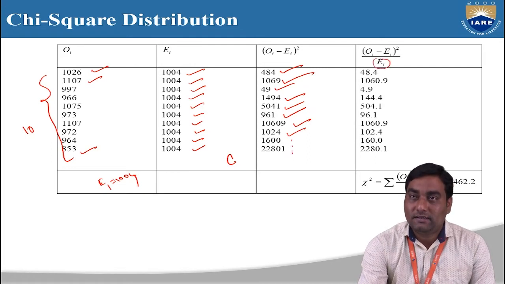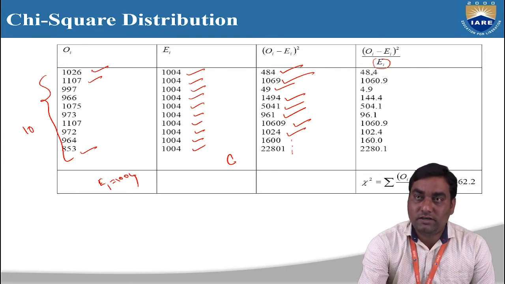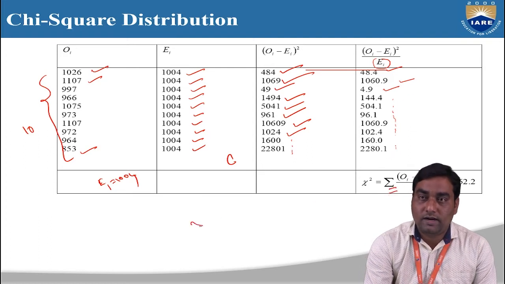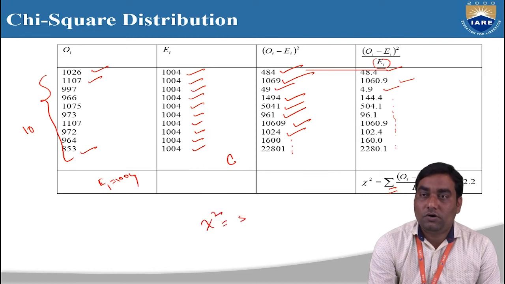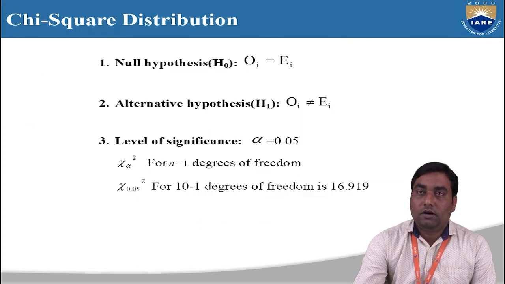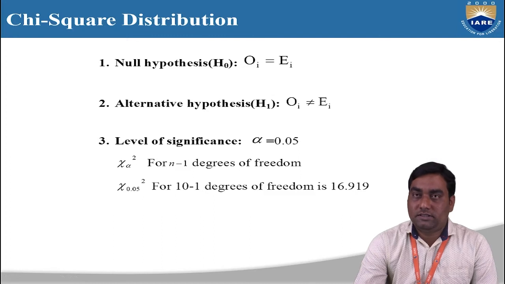Then divide by Ei, this is (Oi minus Ei) whole square by Ei. 484 by 1004, 0.48, 10609 by 1004, 10.6, 49 by 1004, 0.049. Like that we can calculate all the values of (Oi minus Ei) whole square by Ei. This sum, if you do, we will get sigma. So finally we got chi-square equal to 5462.2, the test statistic value.